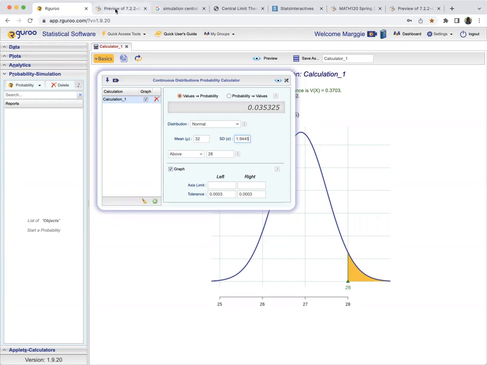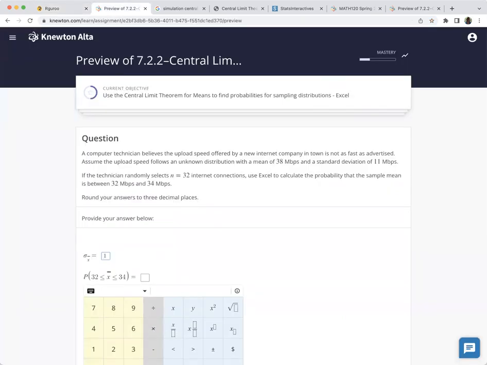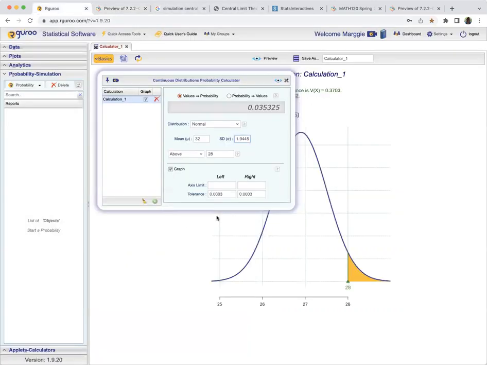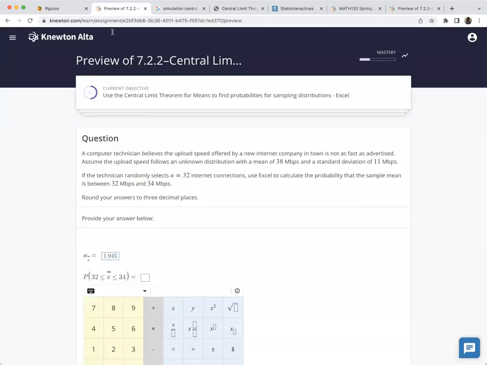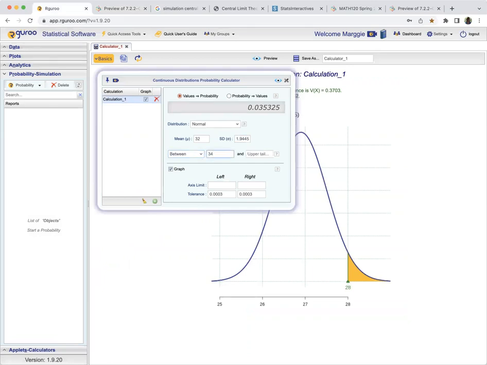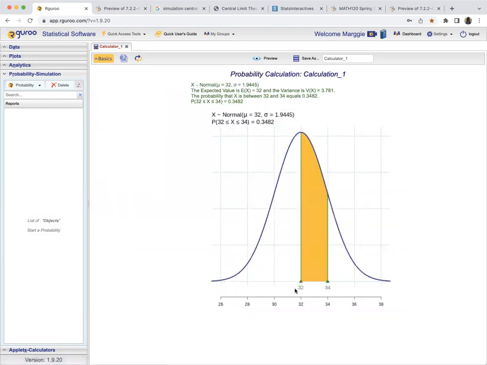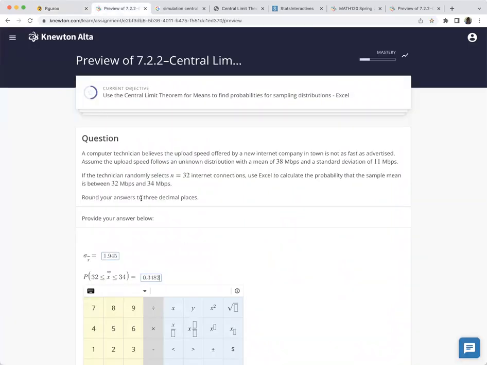All right. I'm going to write this in here because I don't think 1.3 decimal places. So that's 1.945. All right, and so we go here. We need the probability in between, and the values are 32 and 34. So 32 and 34. All right, so between 32 and 34, the probability is the yellow shaded region, and that is 0.3482. So that's the probability.